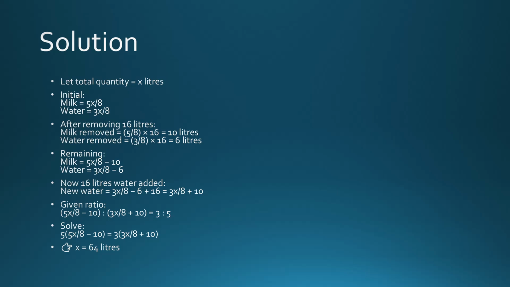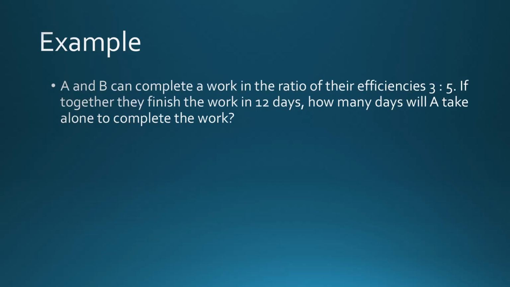So you see the approach. We take the total quantity as x. Then we find the initial quantity of milk and water. Then we find out how much quantity is removed, and then we find out the remaining quantity, and then we take their ratio and get the value of x, which is the initial quantity of the mixture. Now moving on to the next question.